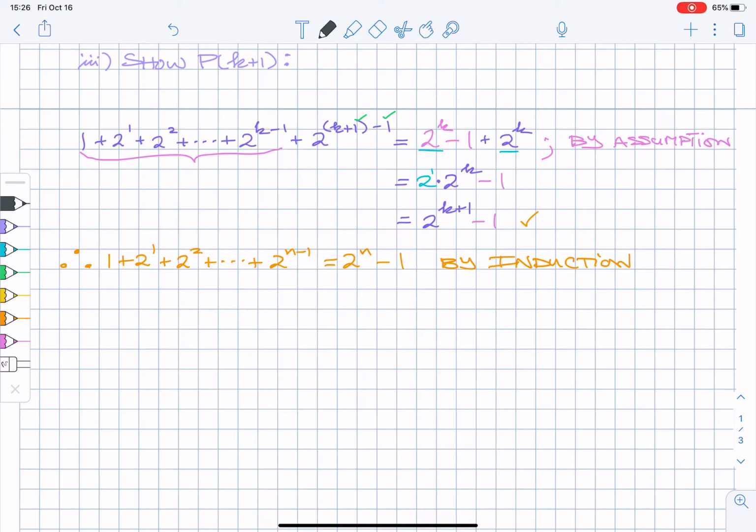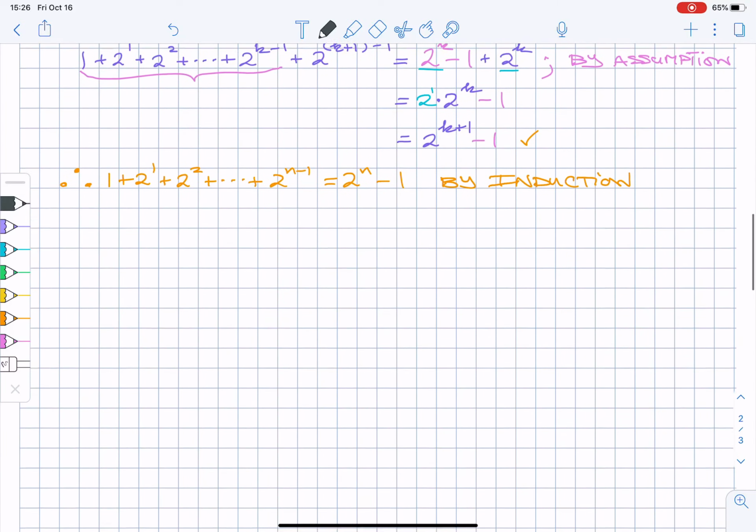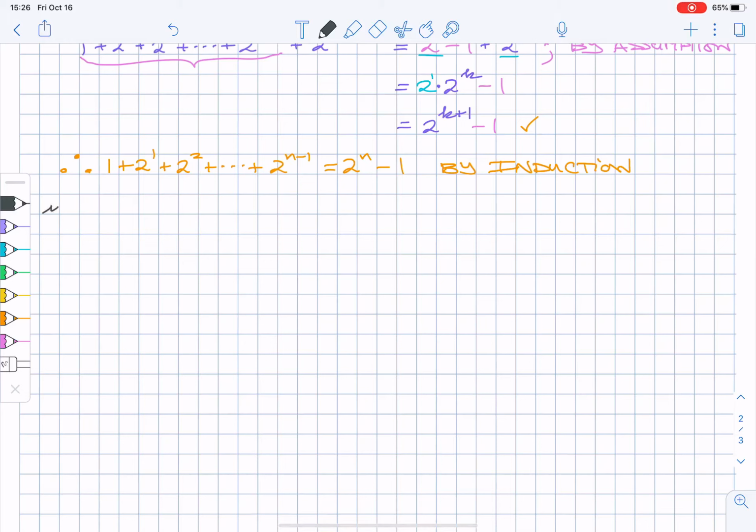Okay, let's do another. I know that these are difficult at first, that's why we just have to keep on doing more and more and more. So number 3. This propositional phrase states that 1 plus 3 plus 5 plus dot dot dot plus quantity 2n minus 1 is equal to n squared. Okay, let's show true for p at 1. So twice 1 minus 1, so 2 minus 1 is 1. So I just get, is 1 equal to 1 squared?